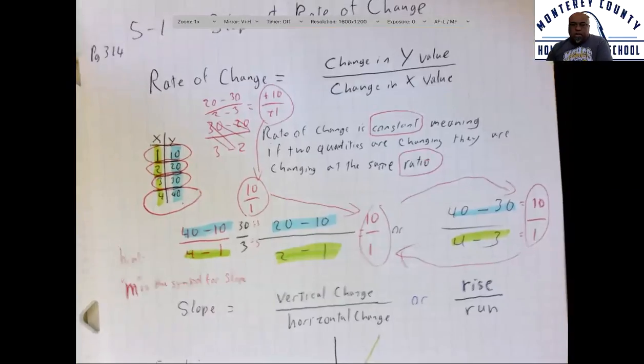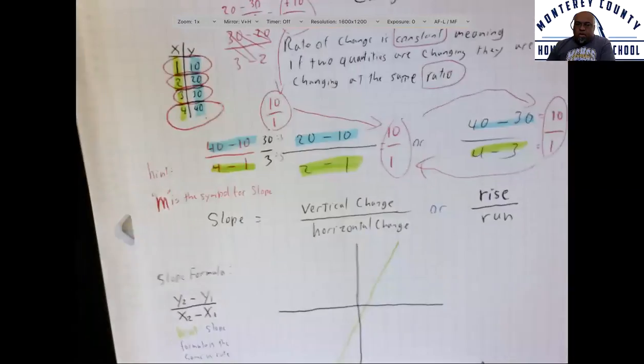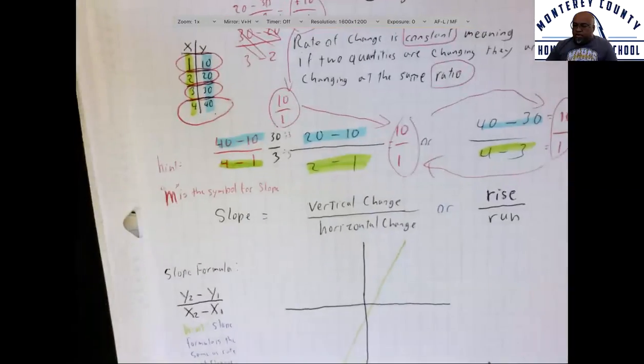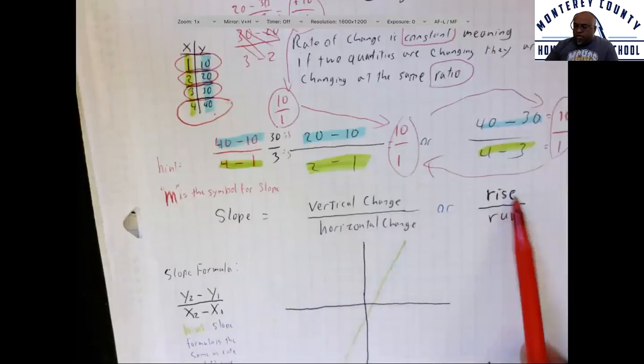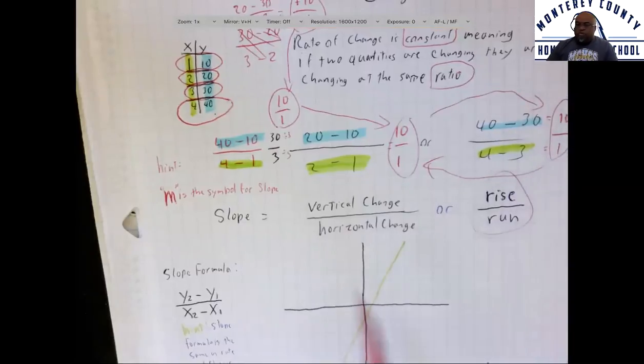Okay? Now I want to talk about slope. Now slope is vertical change divided by horizontal change. It's commonly called rise over run. Okay, this is easy to remember, rise over run, so please try to memorize it in that form. But I want you to understand what it means.